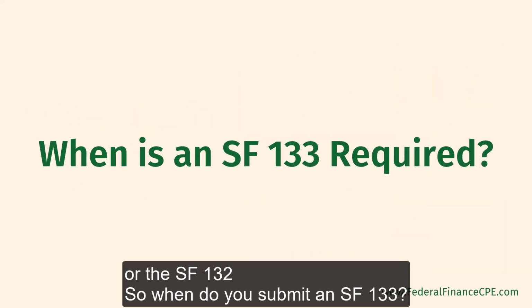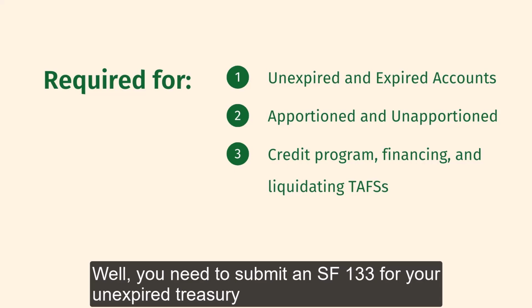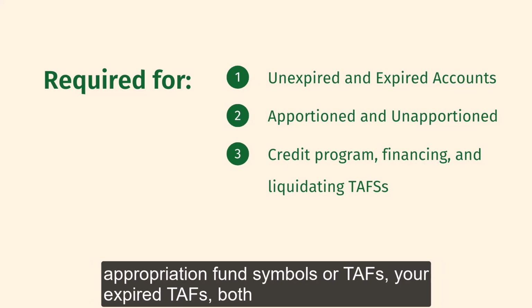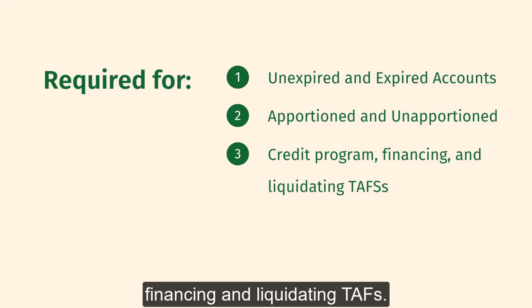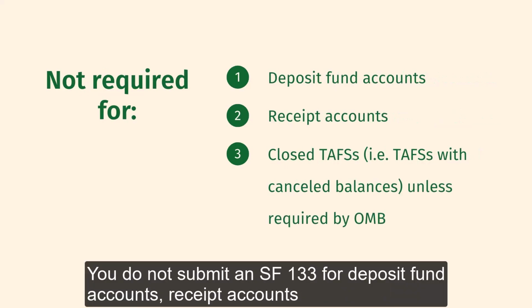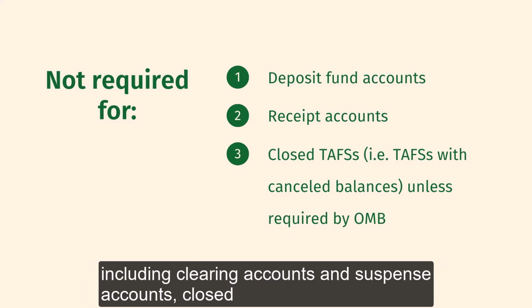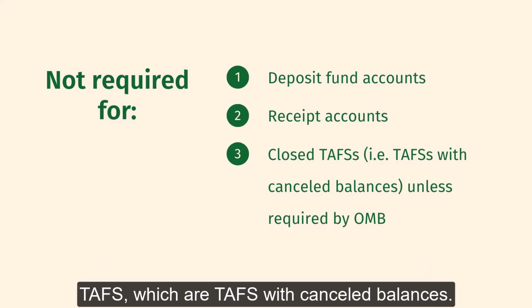So when do you submit an SF-133? Well, you need to submit an SF-133 for your unexpired Treasury Appropriation Fund symbols, or TAFs, your expired TAFs, both apportioned TAFs and those that have not been apportioned, credit program financing, and liquidating TAFs. You do not submit an SF-133 for deposit fund accounts, receipt accounts including clearing accounts and suspense accounts, closed TAFs, which are TAFs with canceled balances.